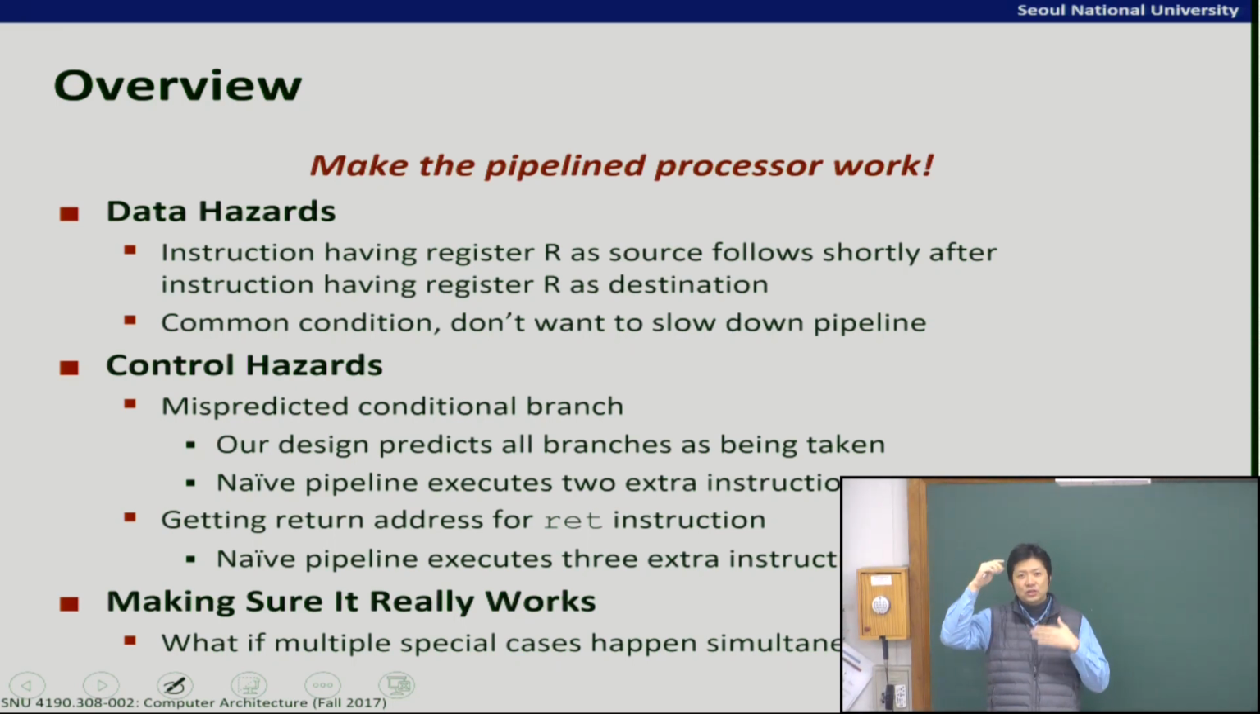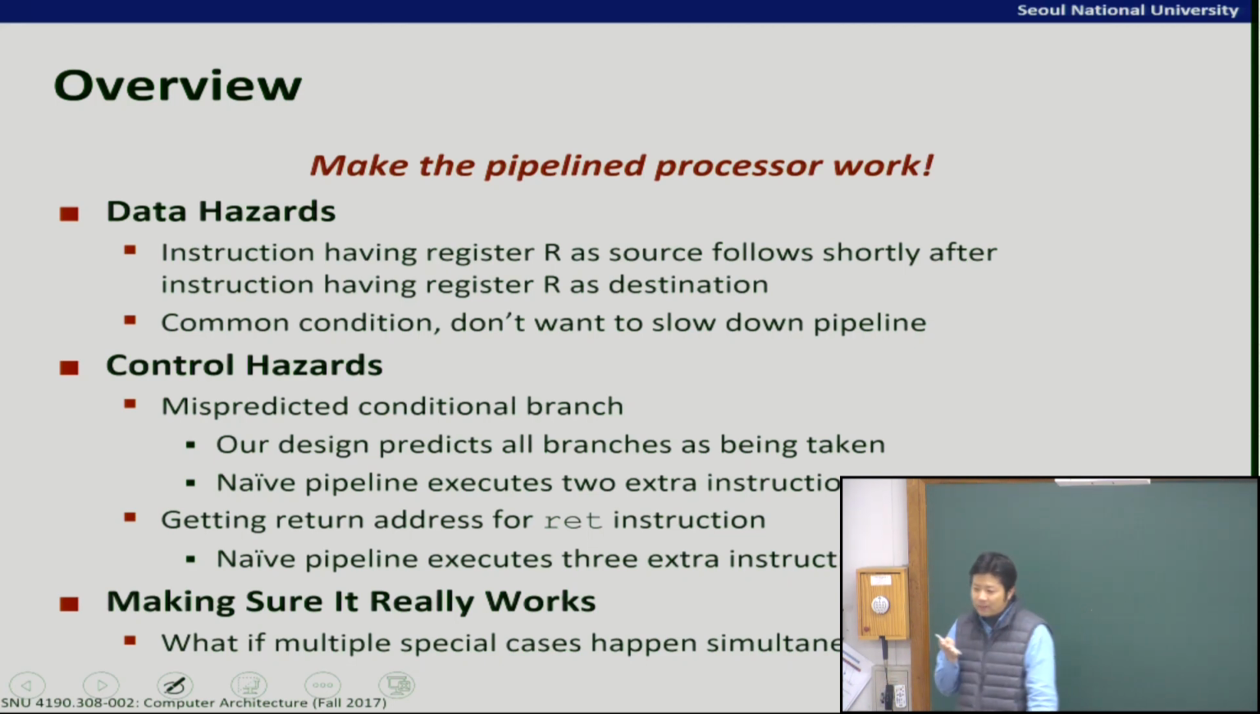In the E stage, we finally evaluate the condition, and we find that this prediction was wrong, right? Then in that case, we have to flush the pipeline because we fetched the instruction from the wrong PC.